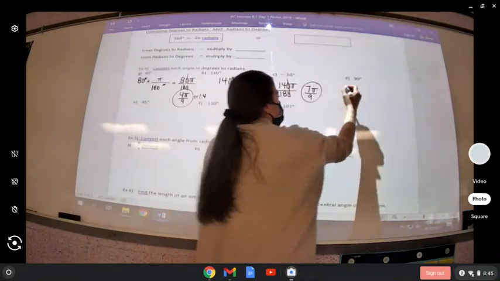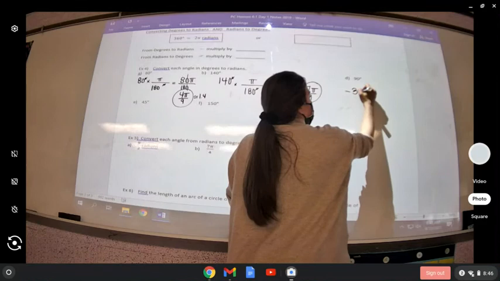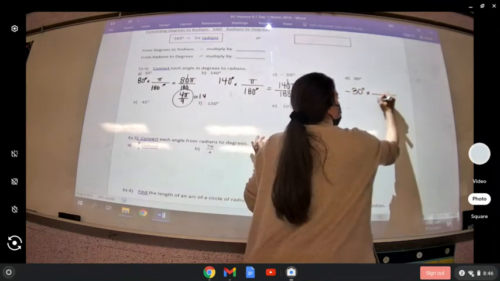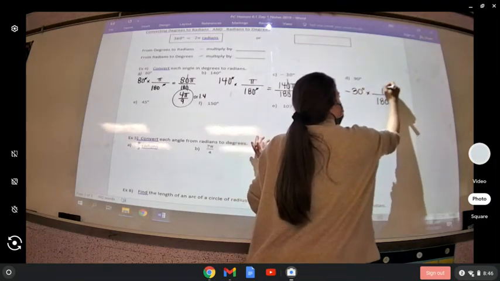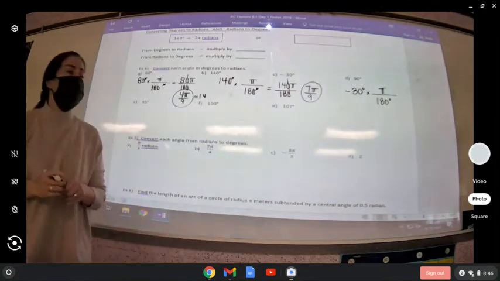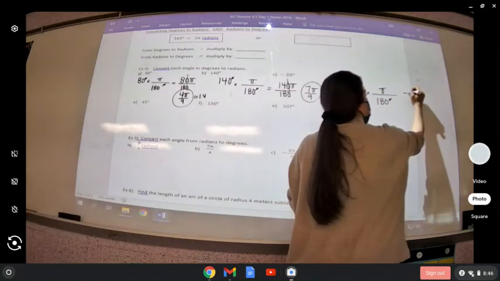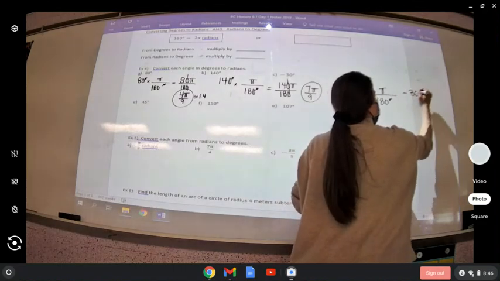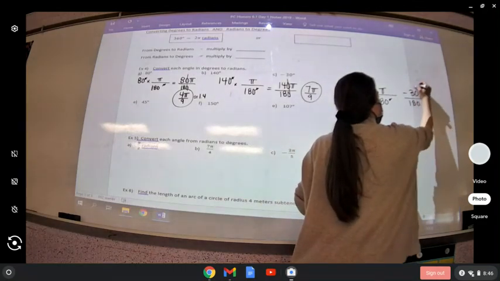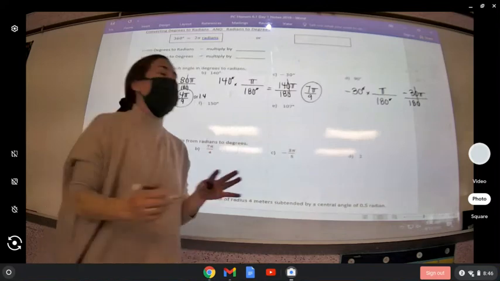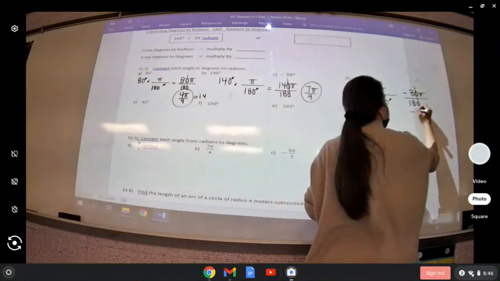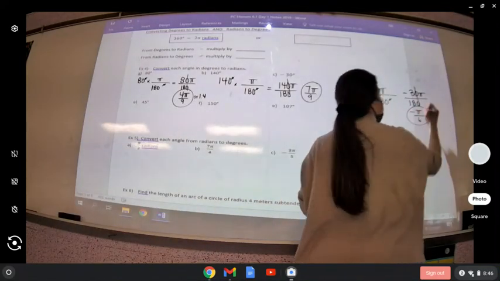All right, we'll do this one, negative 30 degrees. We're going to times it by pi on top and 180 degrees on bottom. My degrees will cancel, so now I'm left in radians, and you get negative 30 pi over 180. Reduce it, and you get negative pi over 6.